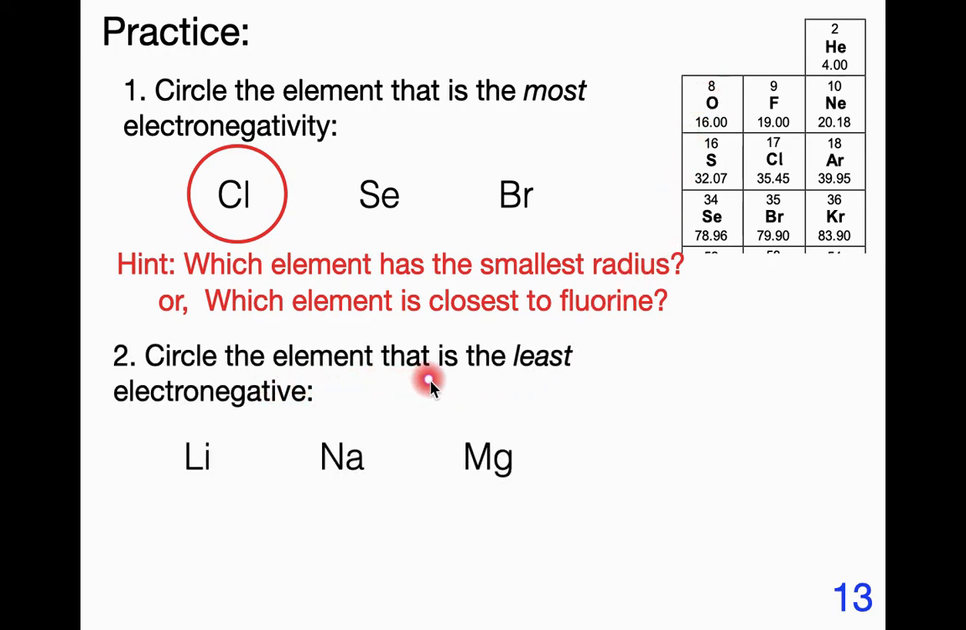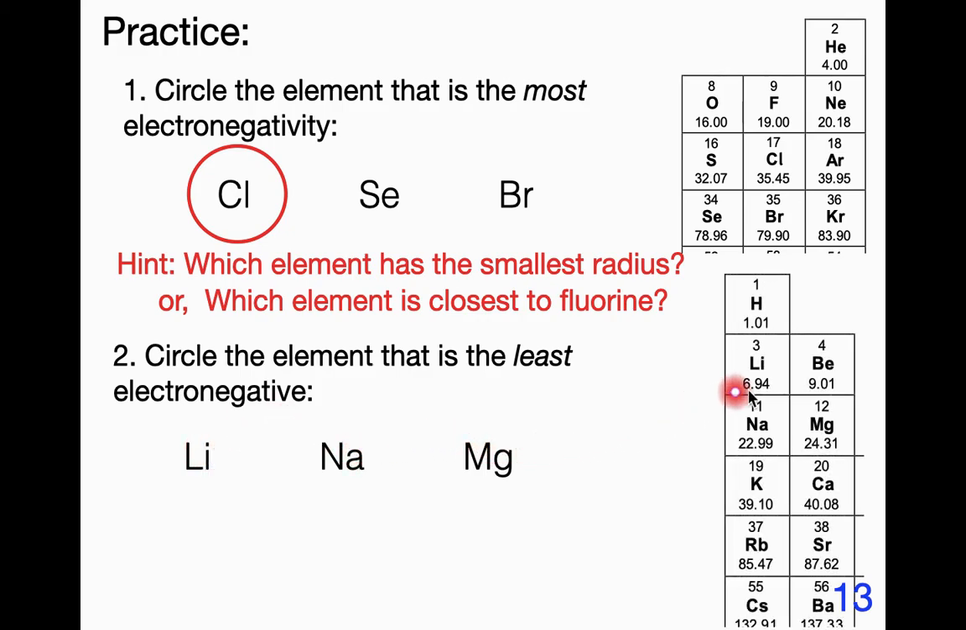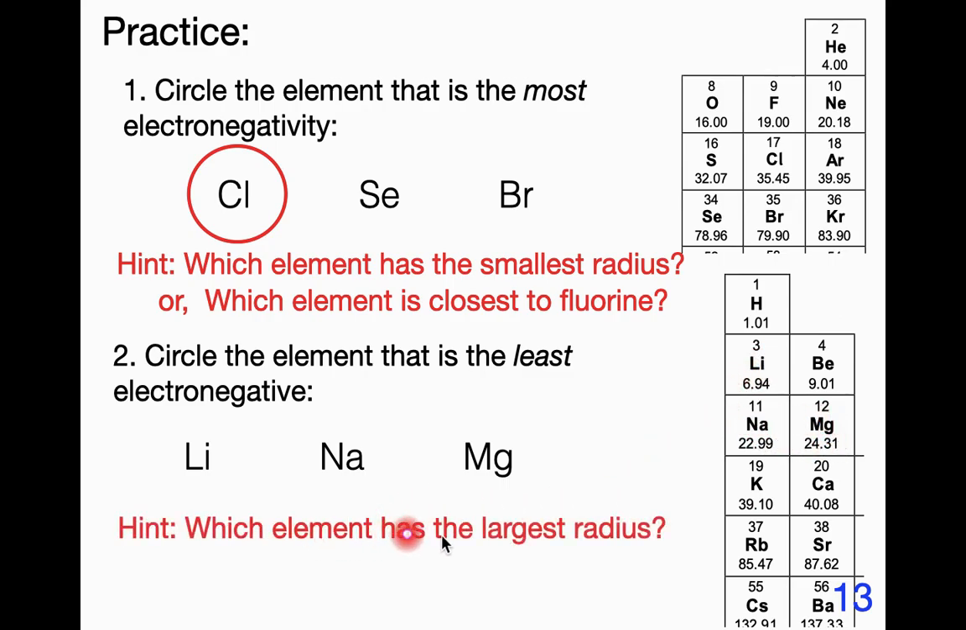Circle the element that is the least electronegative: lithium, sodium, magnesium. So these three. The hint is which element has the largest radius. Remember that the atoms get larger as you go down, smaller as you go across. So that means that sodium is going to be the largest. Remember that the atomic radius is inversely proportional to electronegativity. So the larger the atom, the smaller the electronegativity. So sodium would be the least electronegative.